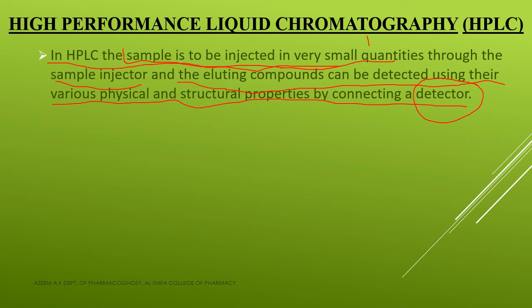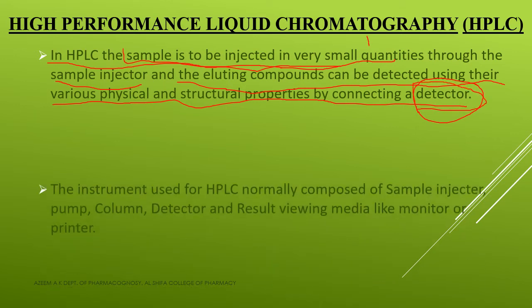Clear? So in HPLC the sample is to be injected in very small quantities through the sample injector, and the eluting compounds can be detected using the various physical as well as structural properties by connecting to a detector. Different types of detectors are there that you will be studying in detail during your analysis class.